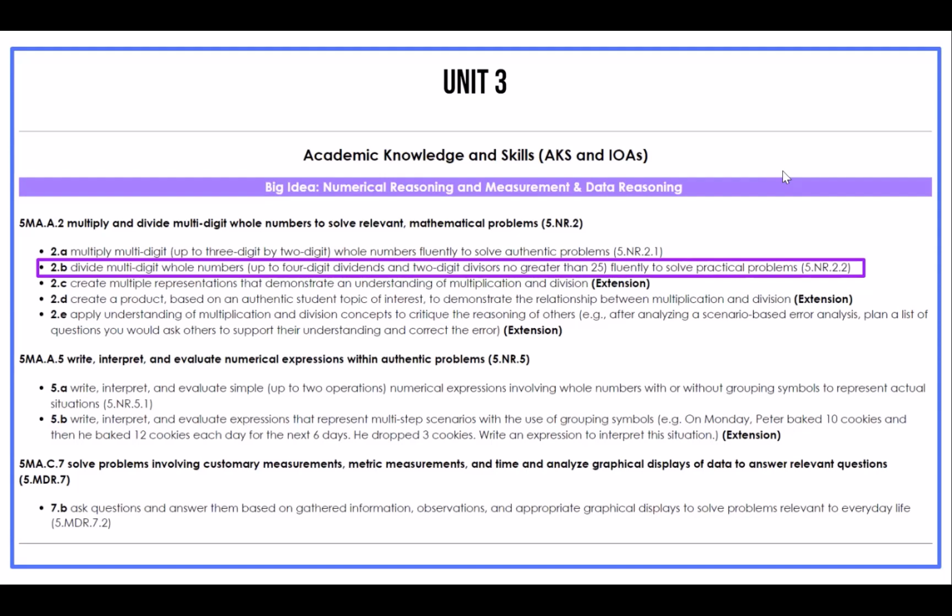With IOA 2B, students will divide multi-digit whole numbers up to 4-digit dividends and 2-digit divisors no greater than 25 fluently to solve practical problems. Please note the difference with this IOA compared to last year, with students solving division problems with divisors no larger than 25. Students may use, but are not limited to, partial quotients, area models. Just as with IOA 2.A, students should choose a strategy that makes sense to them based on the problem and/or the numbers involved. Students will also solve multi-step word problems with both IOA 2.A and 2B.